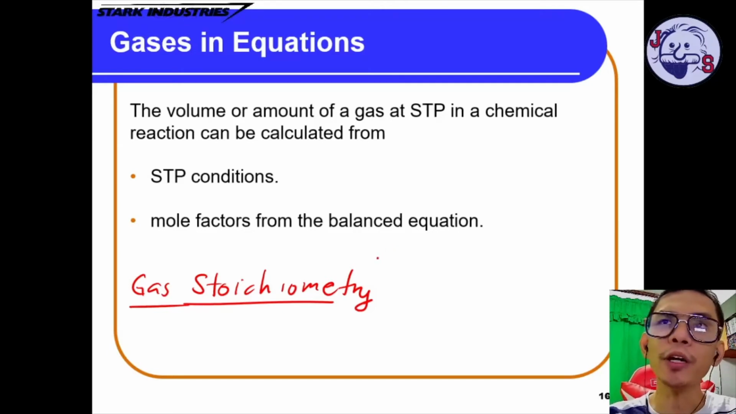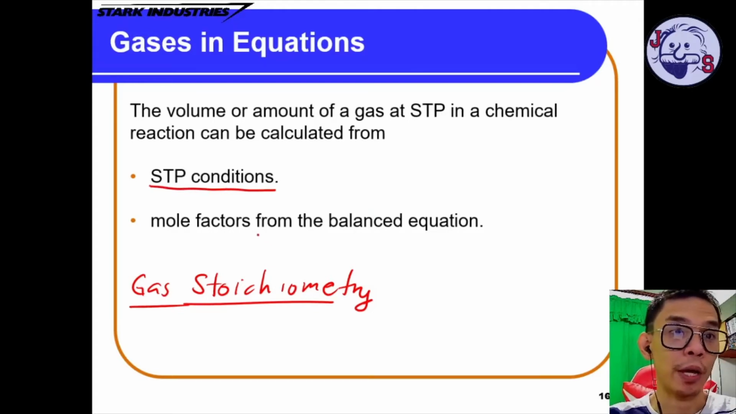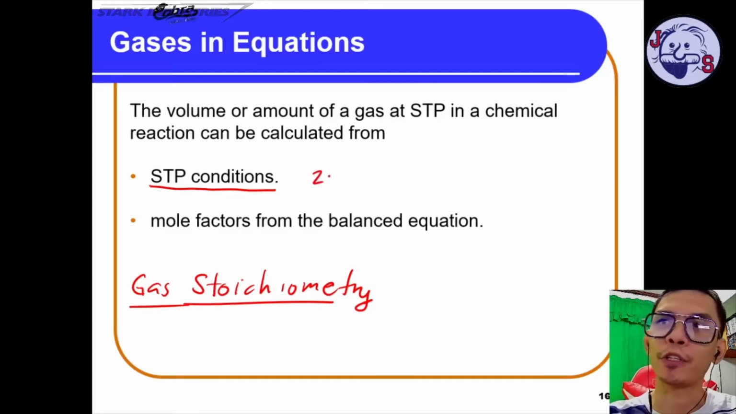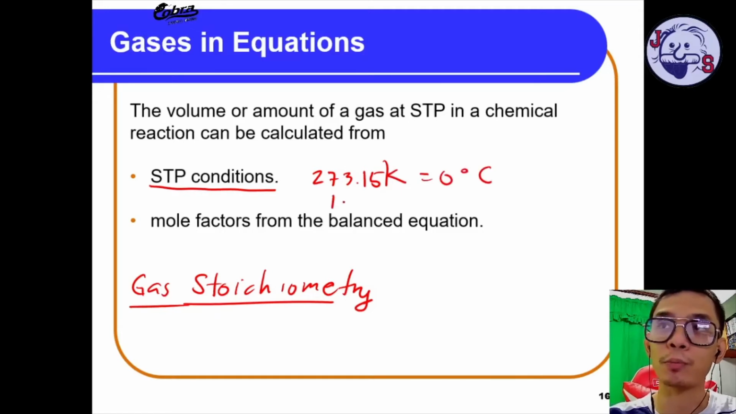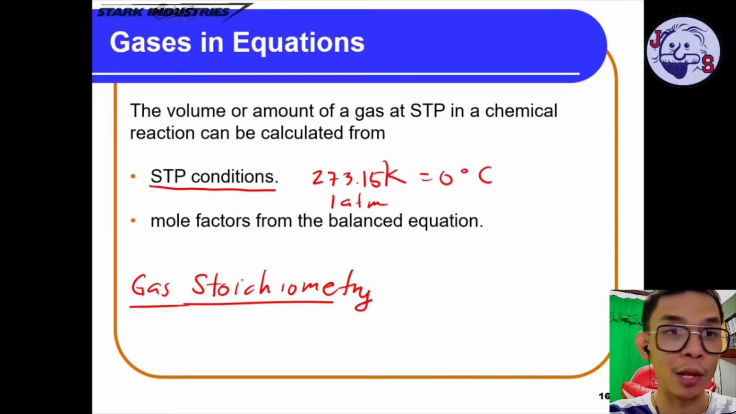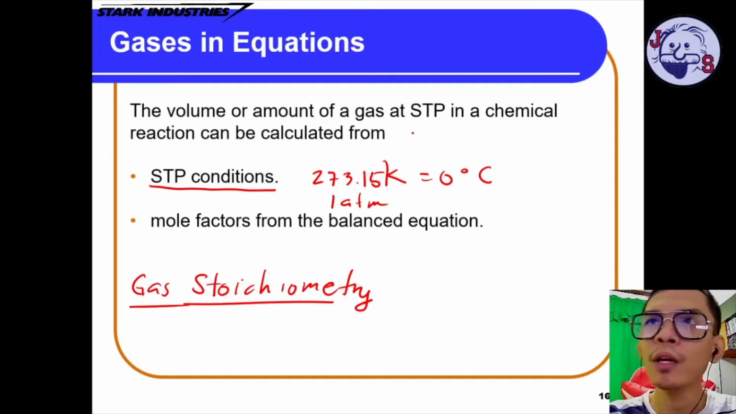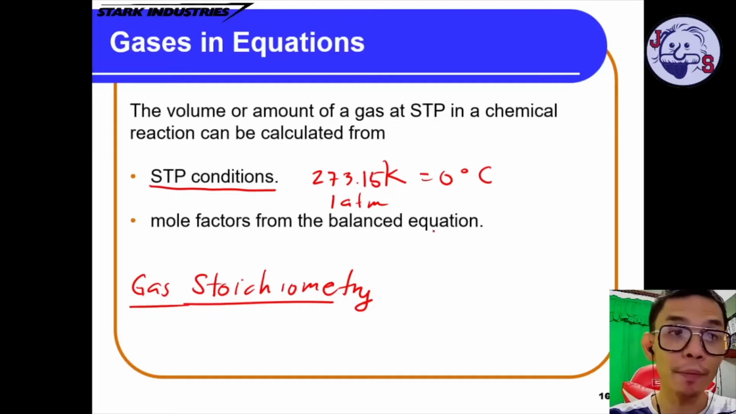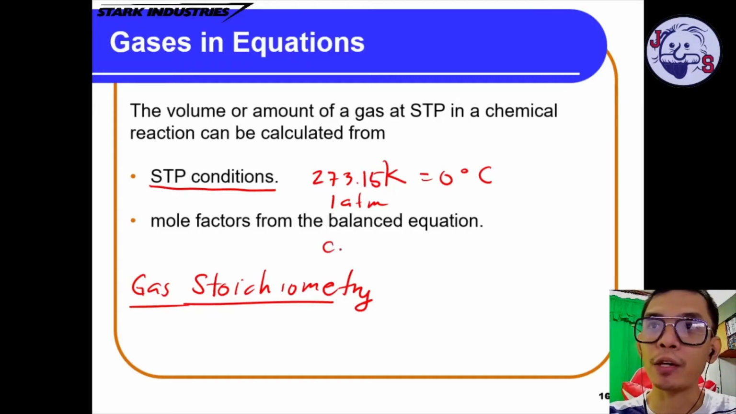Now, in order to solve that one, the conditions must be STP, the standard temperature and pressure. For temperature, it must be 273.15 Kelvin or 0 degrees Celsius, and for the pressure, it must be 1 atmosphere, or depending on what unit you are dealing with. The most important thing here is you must have a correct chemical equation.